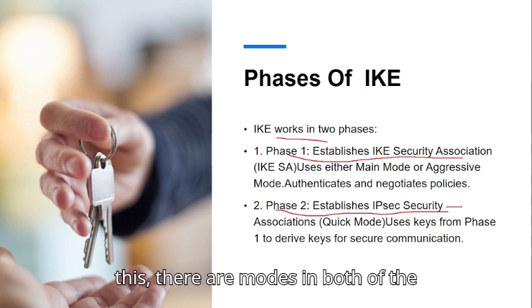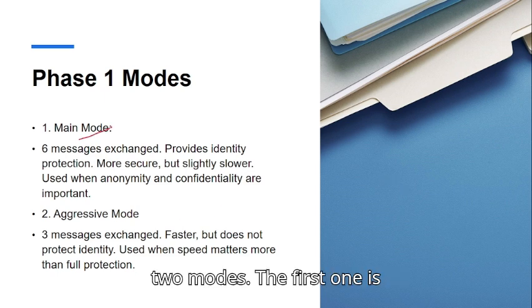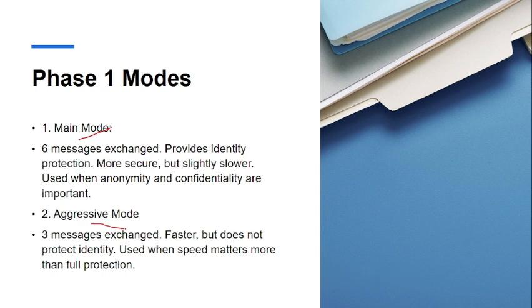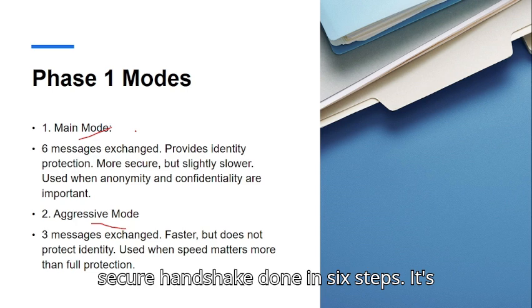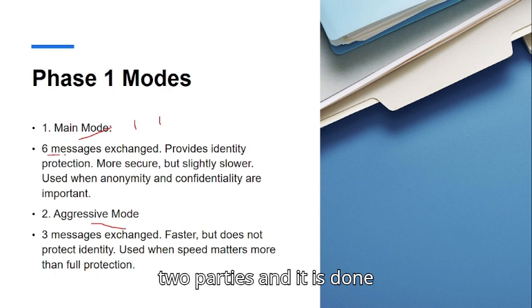Now, to do this, there are modes in both of the phases. In phase one, there are two modes. The first one is main mode, and the second one is aggressive mode. Think of main mode like a secure handshake done in 6 steps. It's not just random, each message has a purpose. It is done in 6 messages or 6 steps.